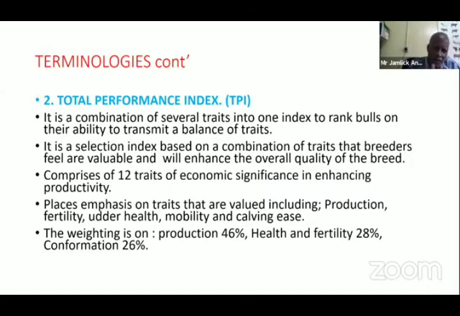So for you to have a balance of all that, because as you select, you find some of the traits have a negative effect on another. There are those traits you can select and combine, and they improve the individual, because they are complementary. Others are negative to each other. Therefore, they have come up with an index to rank the bulls on their ability to transmit a balance of production and the type of traits.